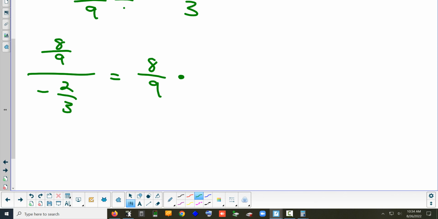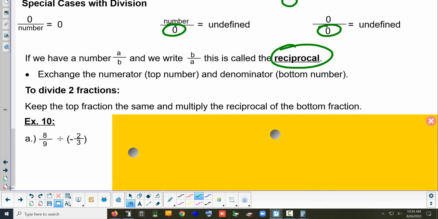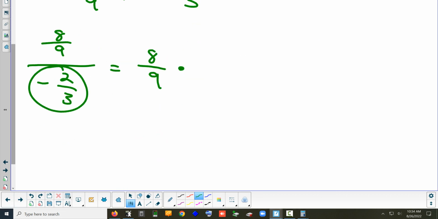What am I going to multiply by? Let's go back and look at the directions. Multiply by the reciprocal of the bottom. Here's the fraction that was in the bottom. Can someone tell me what's the reciprocal of that one? Yep. -3/2. Right. When you flip something, the negative doesn't go anywhere. It stays right there. But the 3 goes to the top, and the 2 goes to the bottom.